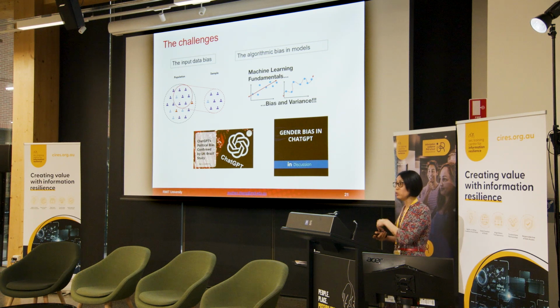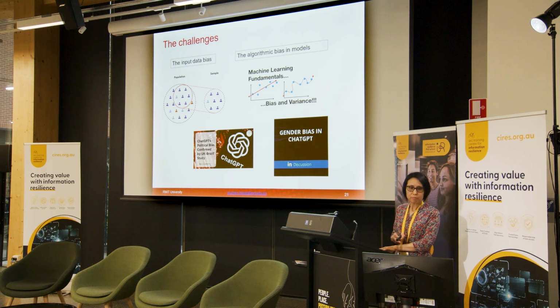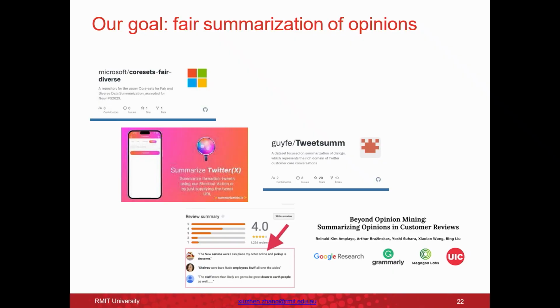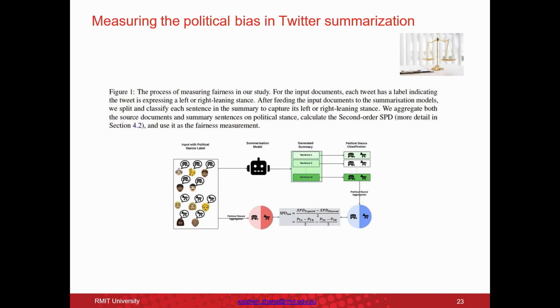And when we apply it to a task like opinion summarization, how will the bias flow into the downstream tasks? So how do we avoid that? That's what we are trying to do here. As I said just now, our goal is to control the bias in opinion summarization for social media data and for reviews. I'm going to talk about two pieces of work we are working on now. The first is how we measure the bias in social media summarization, particularly Twitter, using large language models.